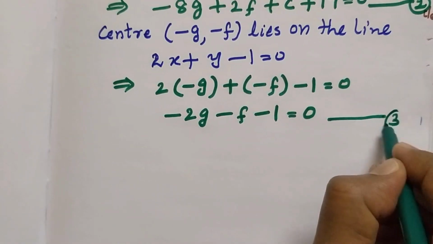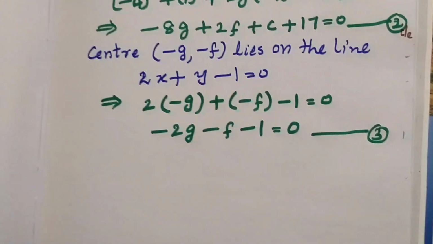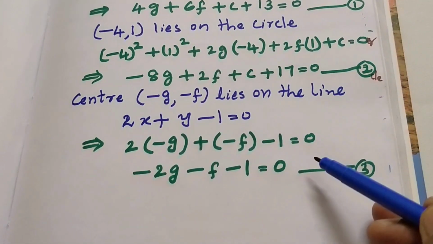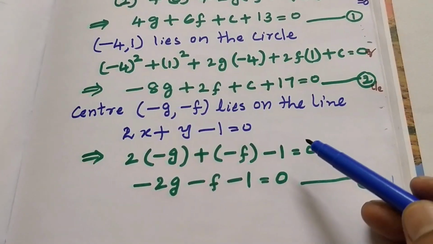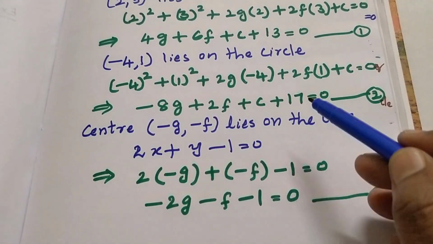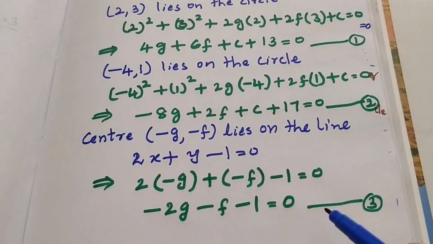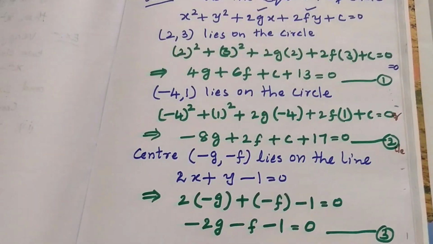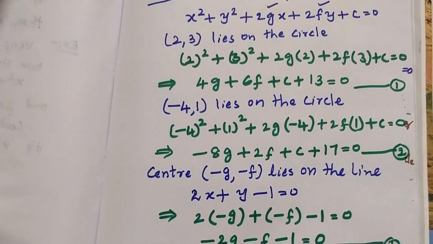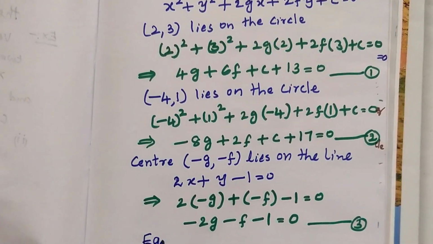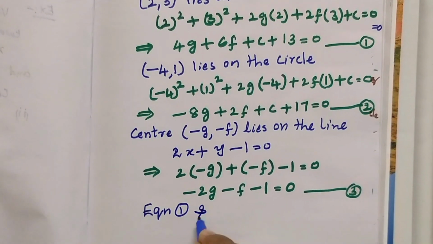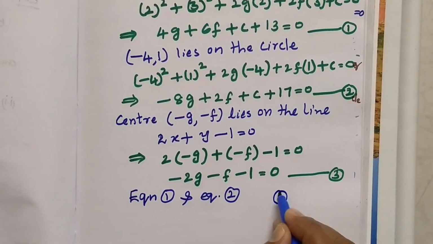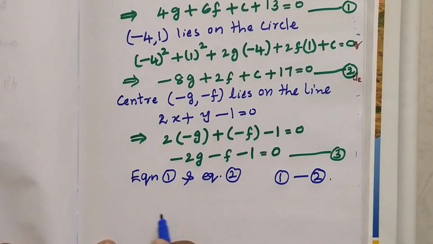Then here how many equations you got? 1, 2, 3. How many unknown things are here? F, G and C. Those values you can find by solving these equations. Okay. First, I solve equation 1 and equation 2. That is 1 minus 2. Okay, what you get? 1 minus 2.